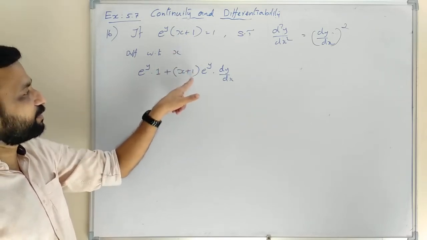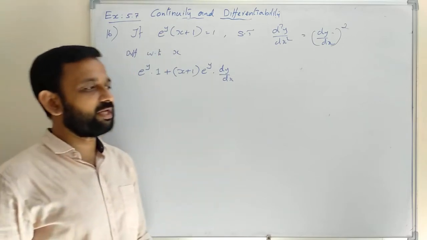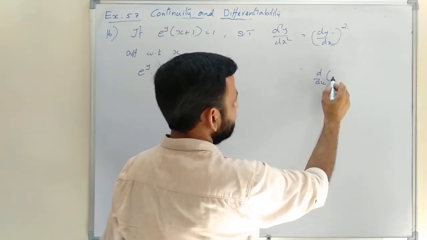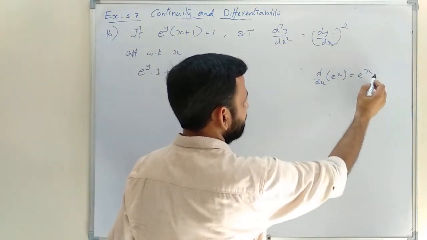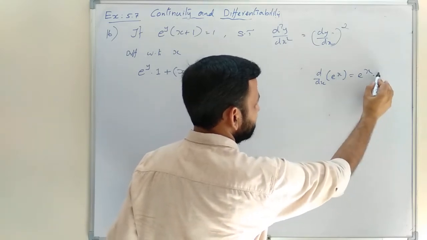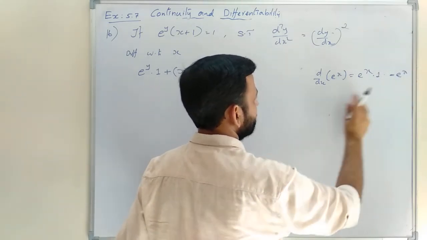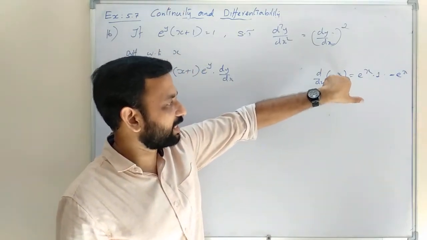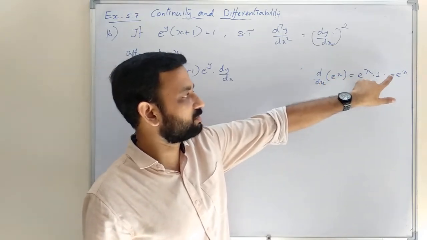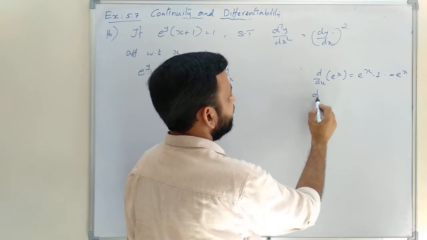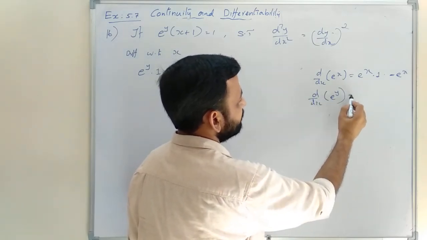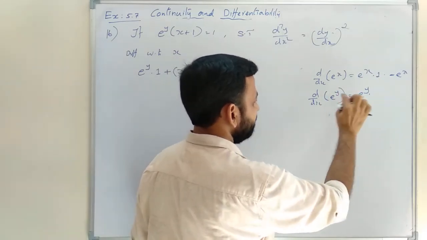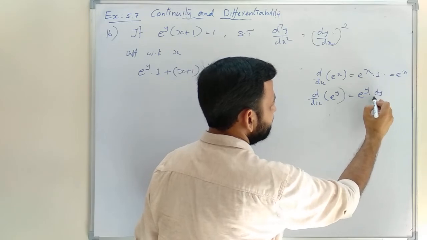Plus second function x plus 1 into derivative of e raised to y. The derivative of e raised to x is e raised to x, into derivative of x with respect to x, that is 1, chain rule. That's why it is e raised to x. So when we find d by dx of e raised to y, that is the same e raised to y into derivative of y with respect to x. Derivative of y with respect to x is not 1, that is dy by dx.